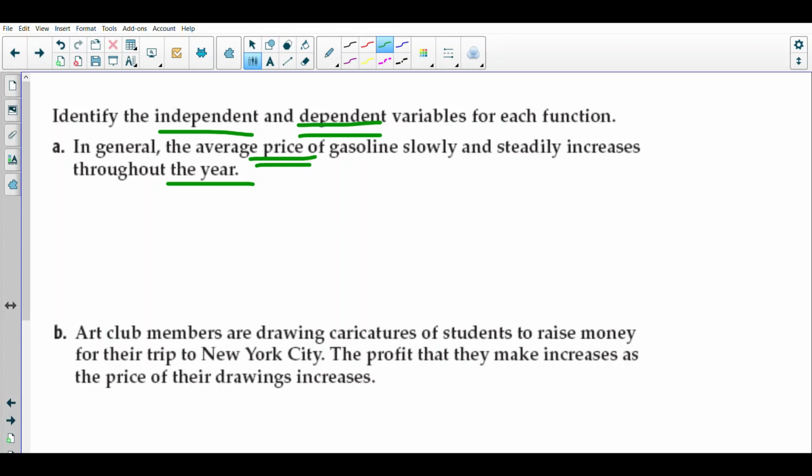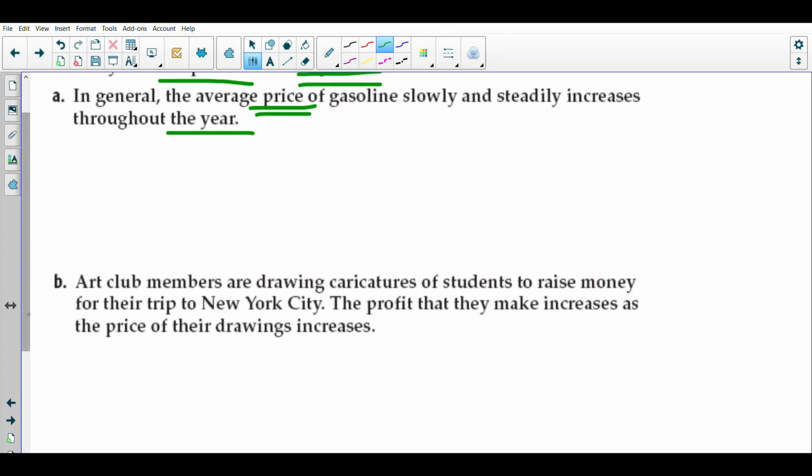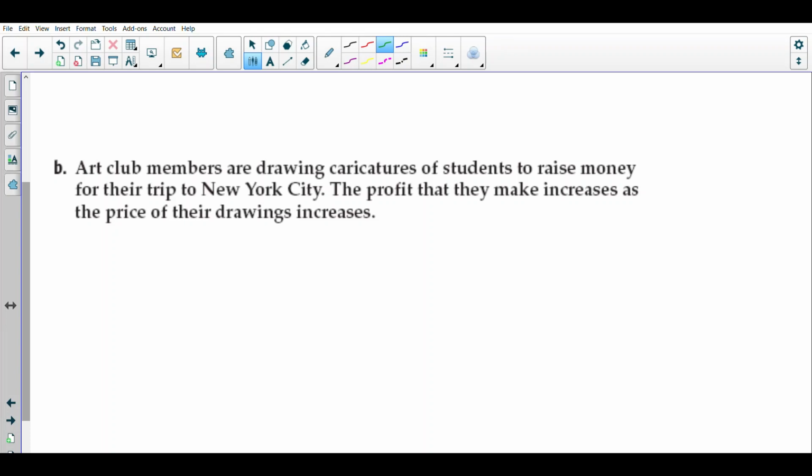Okay, art club members are drawing caricatures of students to raise money for their trip to New York City. The profit they make increases as the price of their drawing increases. So again, which one do they more control, or which one depends on the other? And the profit depends on the price. So you can always kind of word it like that to see which one makes more sense, because we can't say the price depends on what we make as a profit. Like, no, the profit depends on the price.